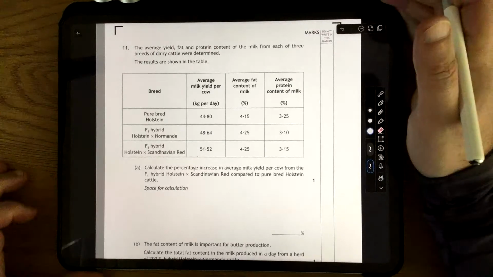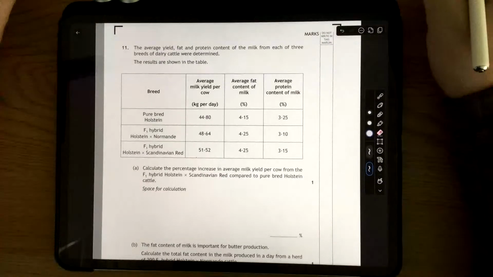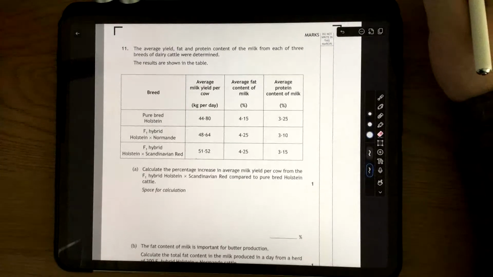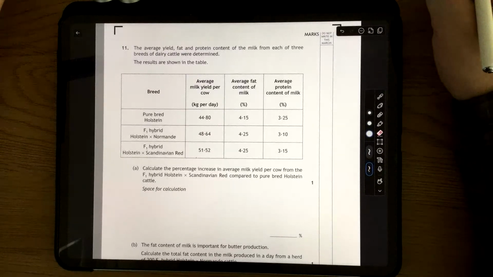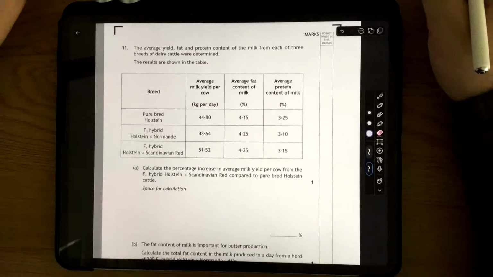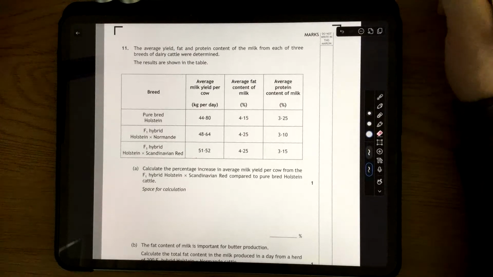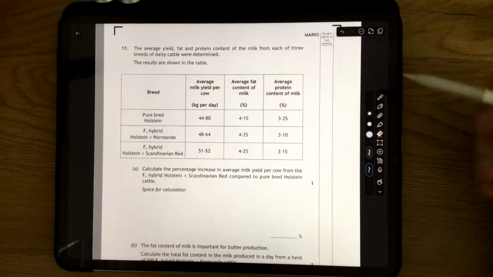Okay, welcome today, and I'm going to show you how to do one of these questions. In fact, there's two questions. One's to calculate percentage increase in average milk yield per cow, and the other one is about a herd of cattle, meaning there's going to be an extra calculation involved. Right, so as usual, I break it down into three steps.